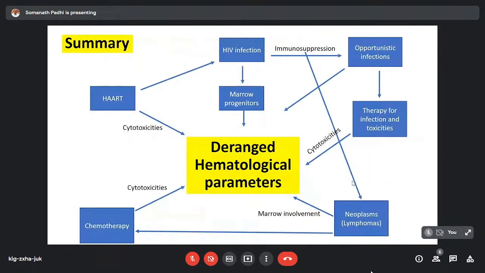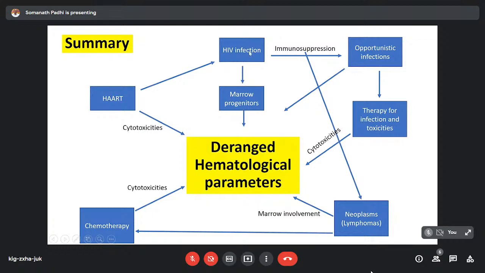So I would like to summarize what I have told today till now. When you have deranged hematological parameters, you know that this may have a multifactorial basis. HIV infection itself causes infection of the marrow progenitors, and all the stromal microenvironment is infected, as we have seen with foolproof evidence. And that is the main thing, that HIV directly infects the progenitor cells, which causes cytopenias.